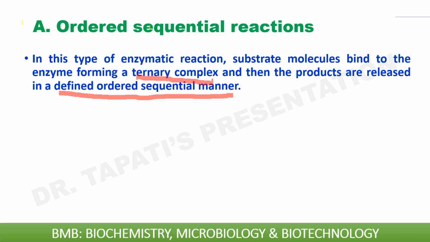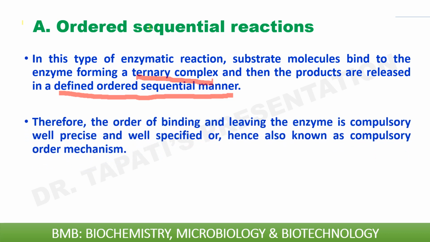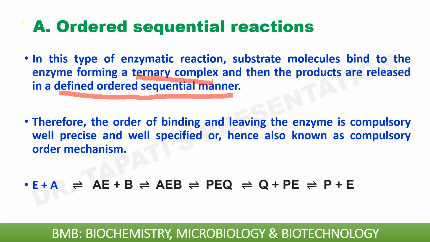So, the binding of substrates and releasing of products will be a defined ordered process. Therefore, the order of binding and leaving the enzyme is compulsory, precise and well specified. Therefore, it is also known as the compulsory order mechanism. If you assume that two substrates A and B bind to the enzyme E, the mechanism can be represented as in this diagram, where E is the enzyme.